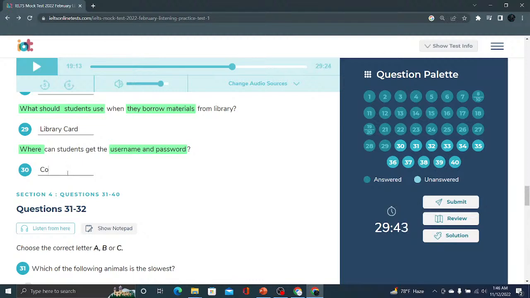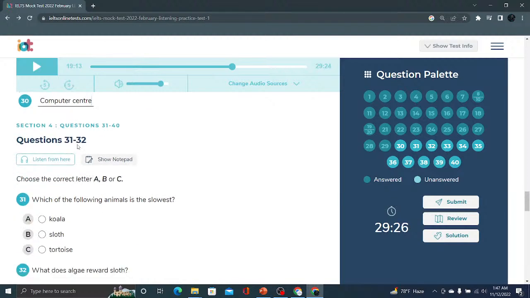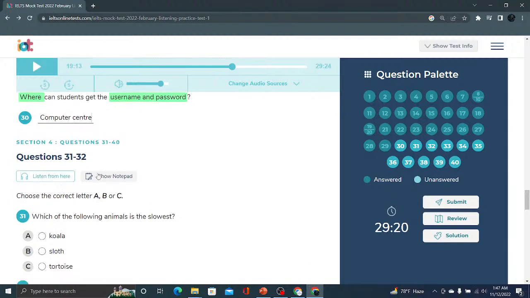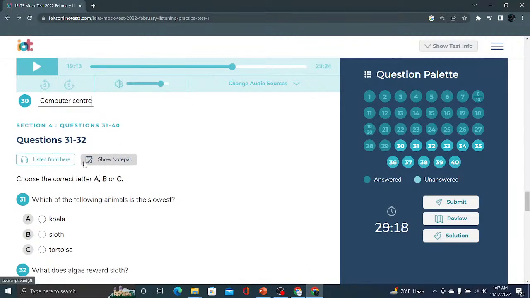Computer center. Okay, that's all about our part 3. Now let's start with part 4.